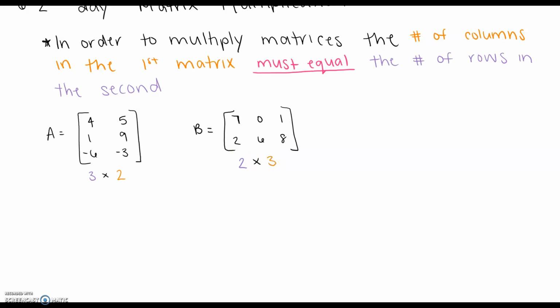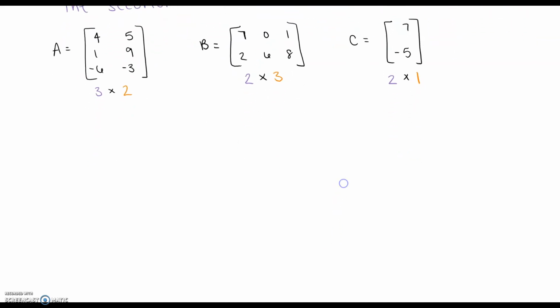And let's have one more, and we're just going to use each of these matrices for all of the examples today. Let's just have it be 7, negative 5. So this is a 2 by 1, 2 rows, 1 column. Okay, so for the first example, I would like us to do A times B if possible.